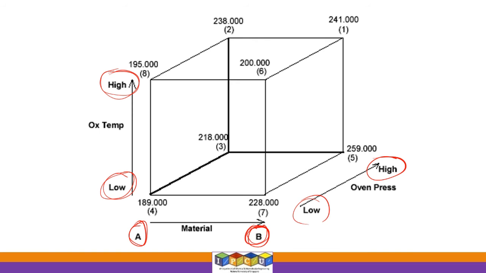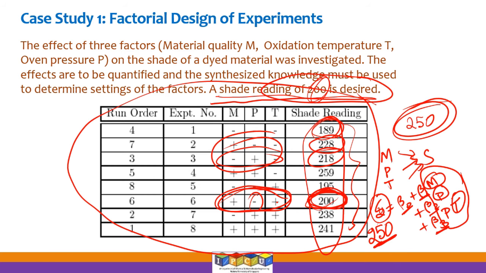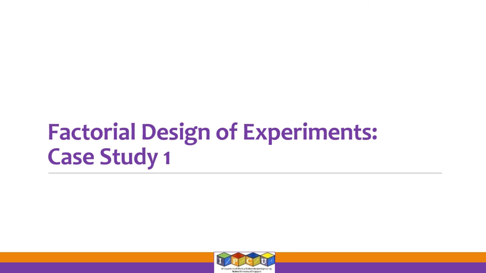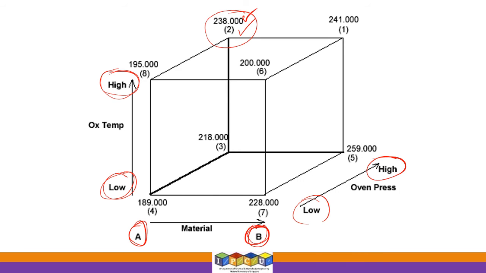If you look at experiment 2, which is 238 shade reading, this is the shade reading, and this is experiment number 2. That is what is shown there, which has material as minus and the pressure and temperature as plus. So that is what you see here in 238.